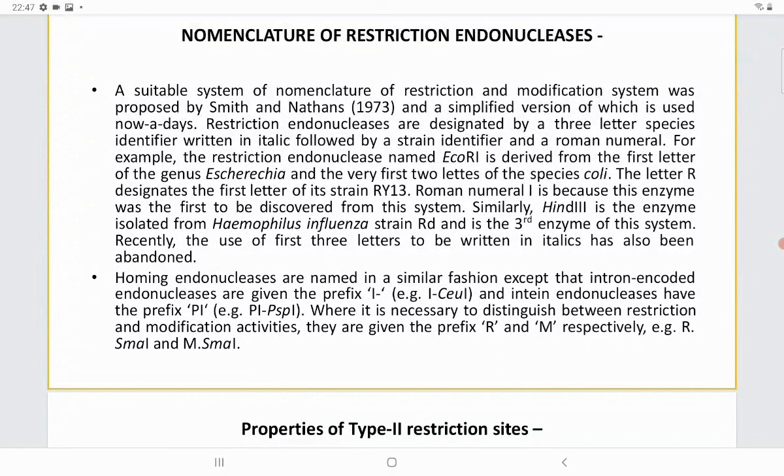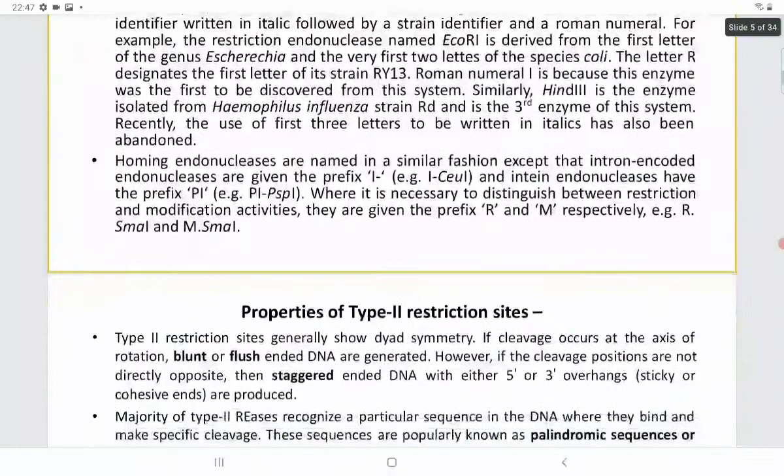isolated from that bacterium. There are homing endonucleases that are named in a similar fashion, except that intron-encoded endonucleases are given the prefix I, for example I-CeuI, and intein endonucleases have the prefix PI, for example PI-PspI. Where it is necessary to distinguish between restriction and modification systems, they are given the prefix R and M respectively, for example R.SmaI, M.SmaI. So this is how restriction endonucleases are named.